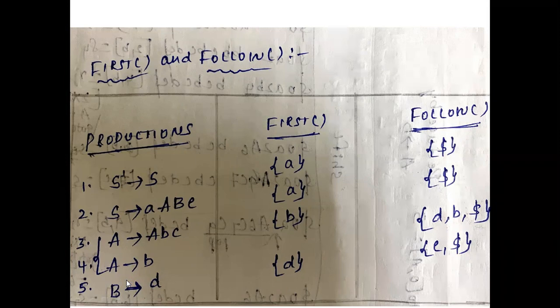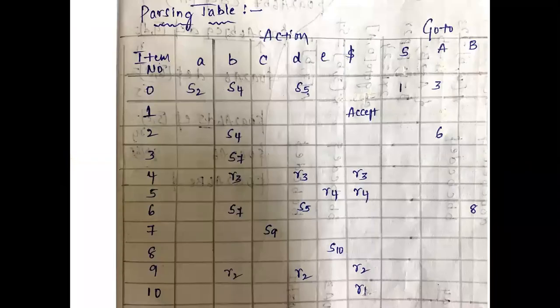And now the next step is constructing the parsing table, which is the most important step that we need to follow when we're constructing the SLR parsing table. This table consists of 3 columns. One is the item number, the second is the action, and the third one is the goto function. The item numbers are from the canonical collection of sets of items, I0 to I10. We are just writing 0 to 10 here.